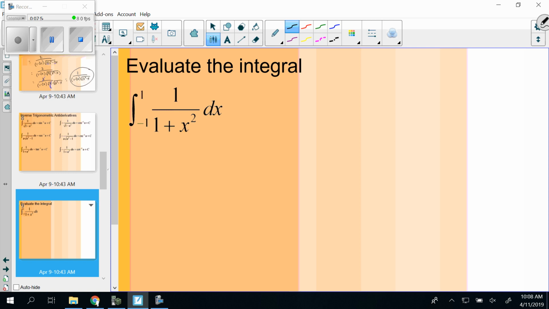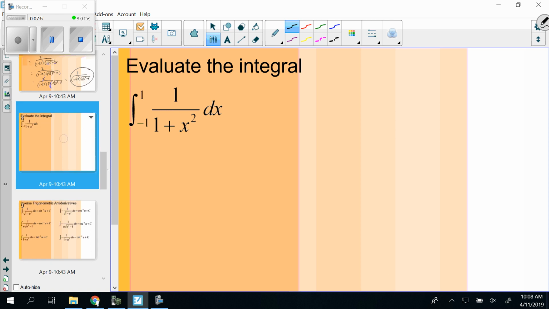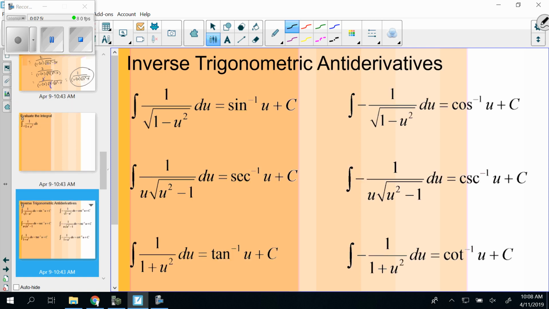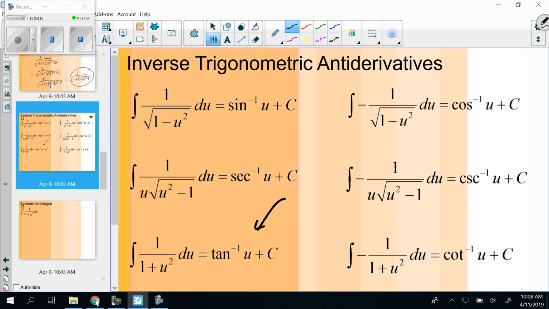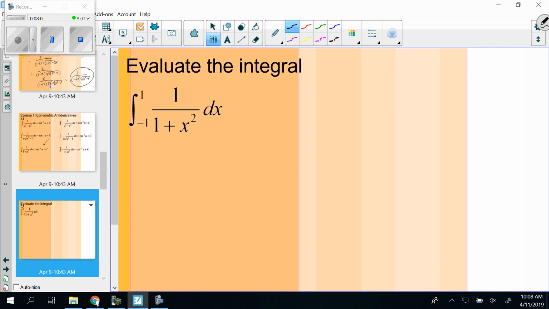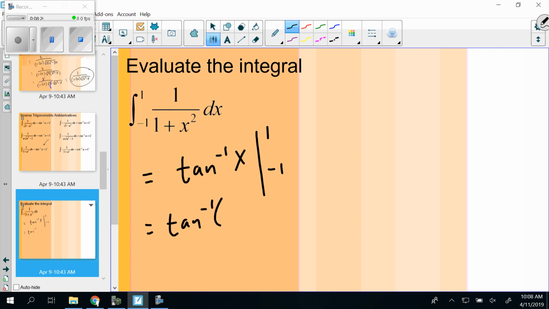If you notice, this looks like the form we had a second ago when we were doing this inverse tangent one down here. And so the antiderivative of this is going to be inverse tangent of x. Now we want to evaluate it at 1 and negative 1. So we're going to have to do inverse tangent of 1 minus inverse tangent of negative 1.